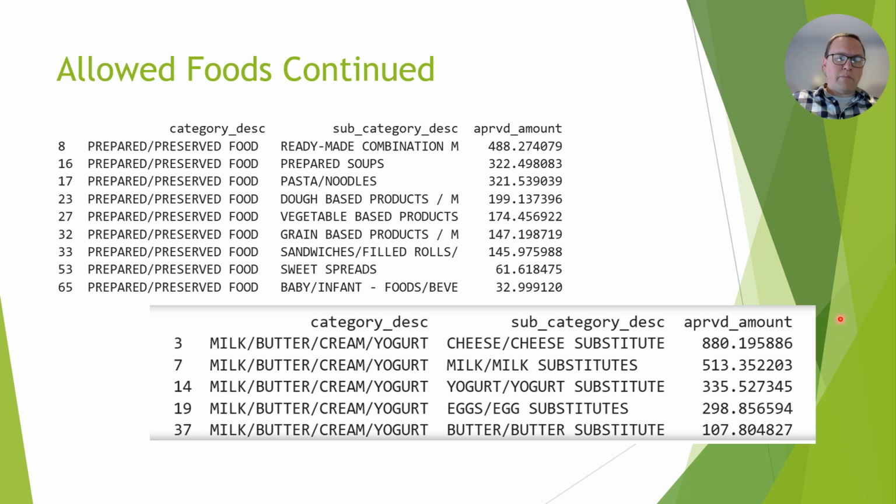Also, a closer look at milk, butter, cream, and yogurt. That one's a little more self-explanatory. But a lot of money spent on types of cheeses and types of milk. But a lot of staple items in this short list.